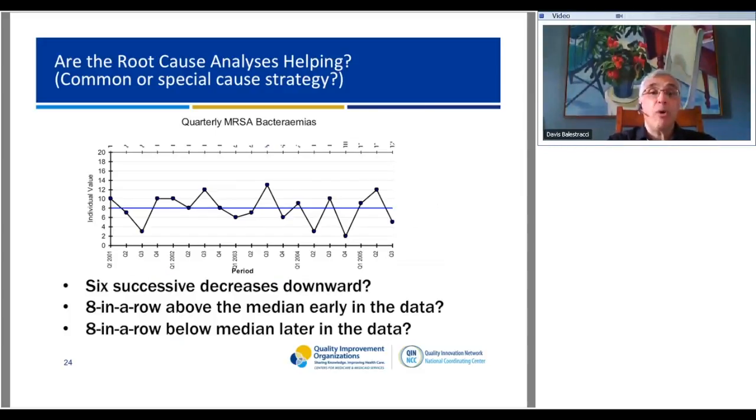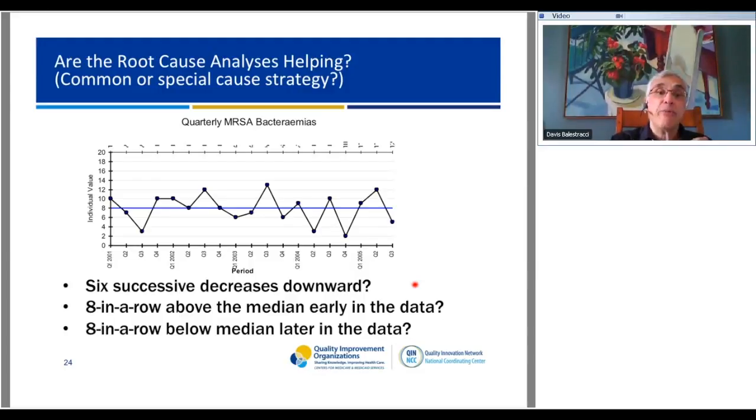This summarizes what I said before. Did we see six successive decreases anywhere? No. Did we see 8 in a row above the median early in the data? No. Did we see 8 in a row below the median later in the data? No. This is common cause. It's systemic. So we've been treating common cause as special cause. In fact, the famous quality giant, W. Edwards Deming, had a specific term for that. He called it tampering. The human tendency is to treat all variation as special.